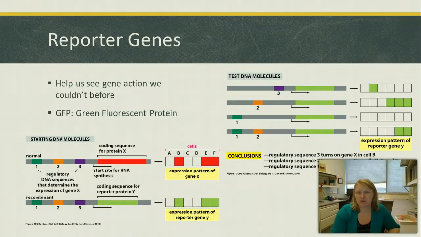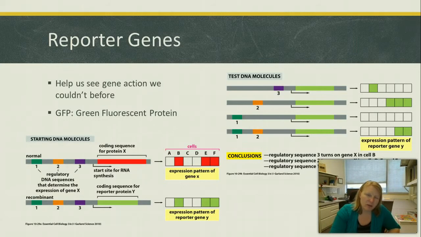So if I wanted to know how to turn on the gene for lactase in a cell, I could insert my GFP where the lactase is, and then trigger different regulatory regions to see which one actually produces that GFP, and then I would know how I could turn on lactase. And so that's how this works here.